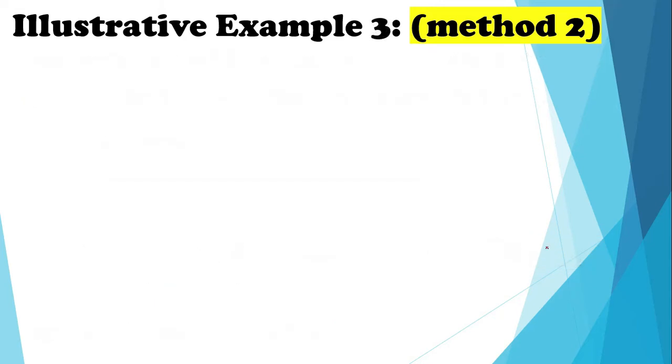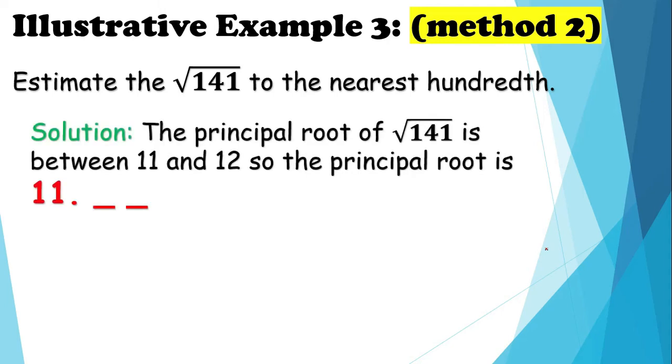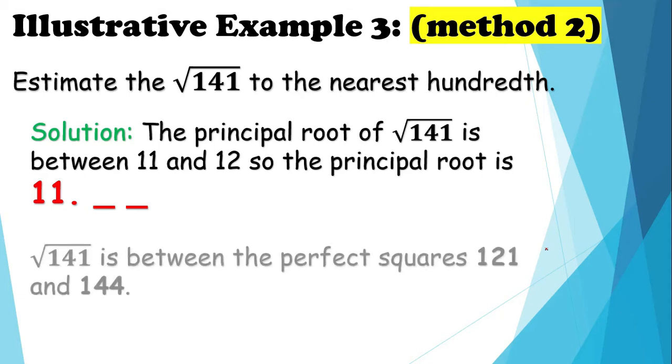Well, let's try another example. Estimate the square root of 141 to the nearest hundredth. Solution: the principal root of square root of 141 is between 11 and 12. So the principal root is 11 point blank and blank.